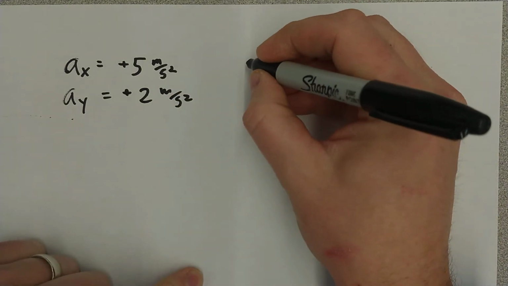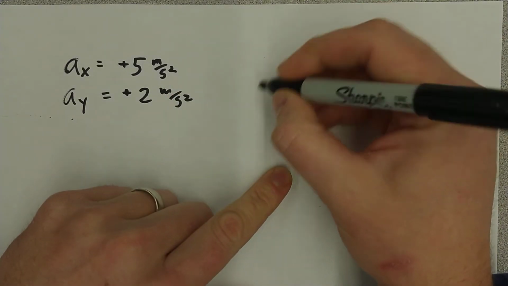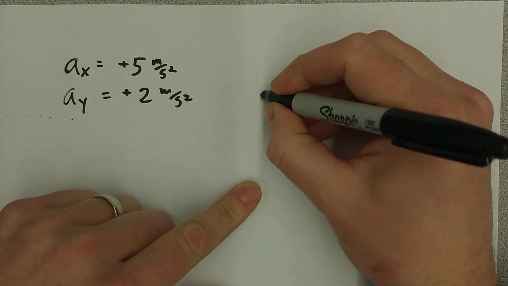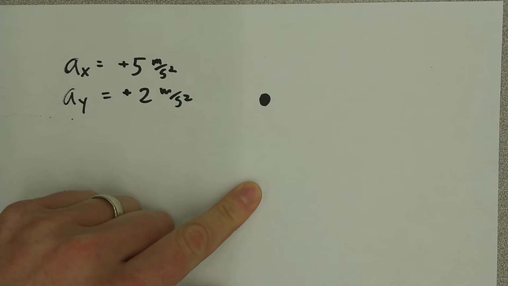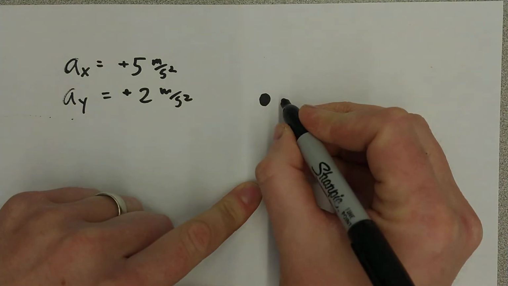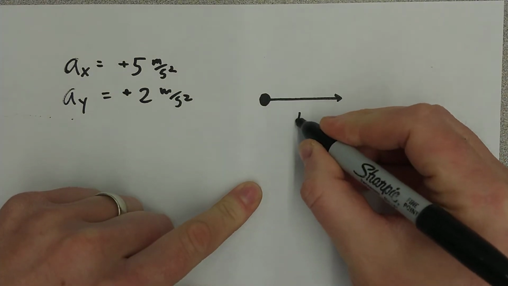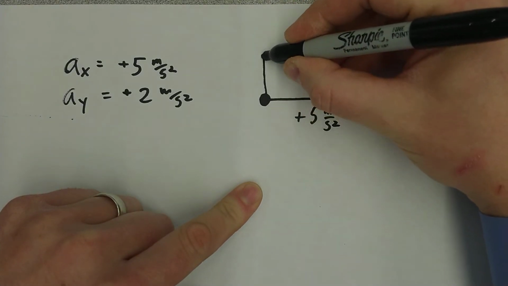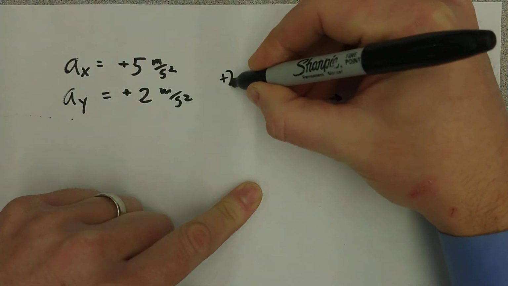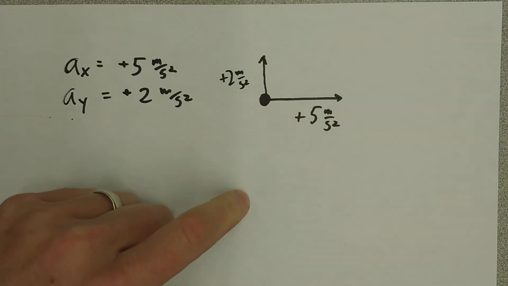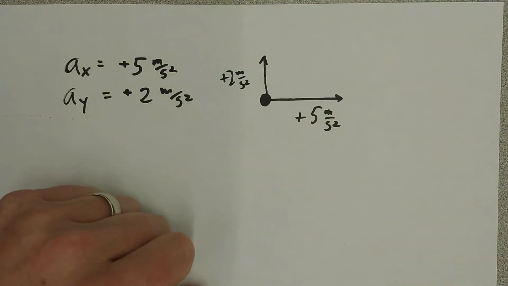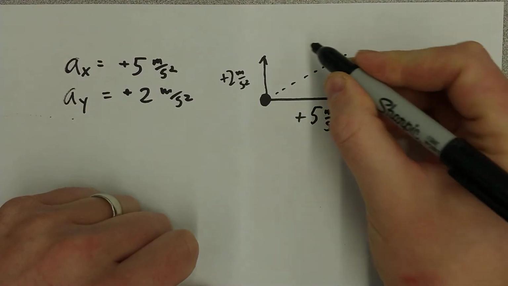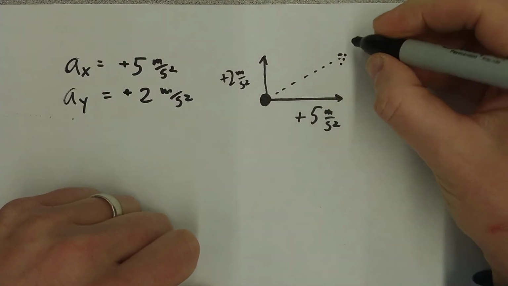So in a coordinate system, I could draw a vector diagram of the acceleration, right? So here's the object, this dot. It's accelerating to the right at positive 5 meters per second squared and up at positive 2 meters per second squared. All right, cool. And the overall acceleration would be the hypotenuse here.